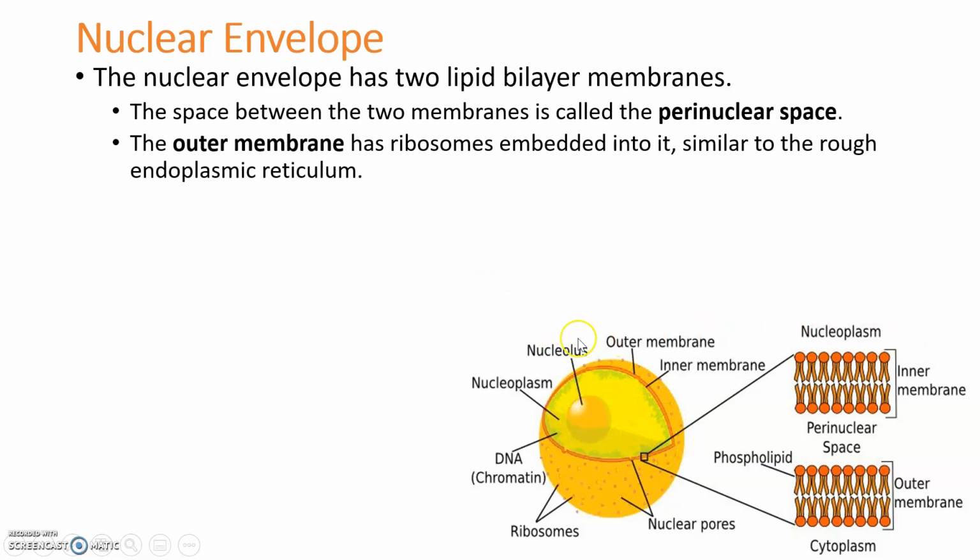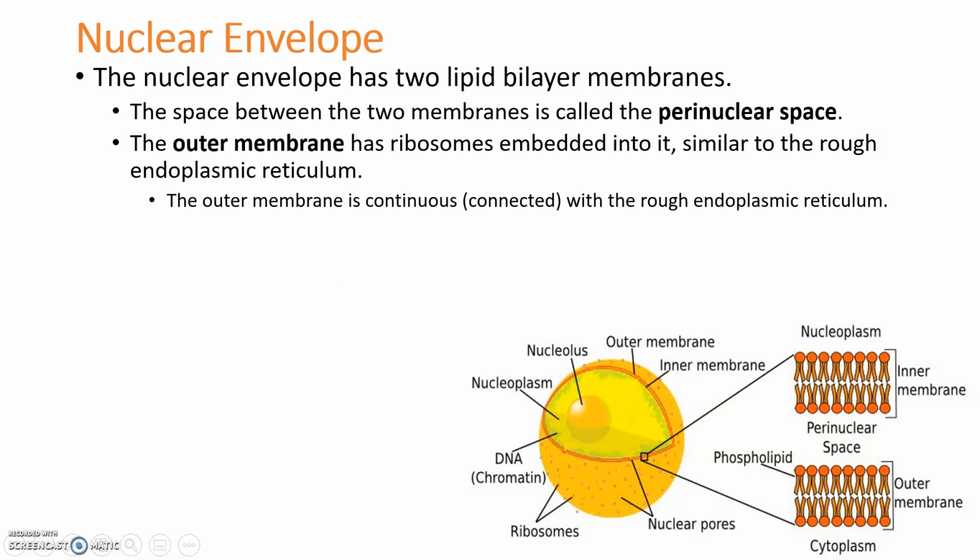So the outer membrane has ribosomes embedded into it, very much like the rough endoplasmic reticulum, which we'll discuss later. It kind of goes to show that the outer membrane is actually continuous, meaning it's connected with the rough endoplasmic reticulum. So this membrane on the outer part of the nucleus is the same membrane. It's continuous with the ER. So take a look at the ER, and we'll see how that membrane just continues and kind of folds out and around as part of the ER.